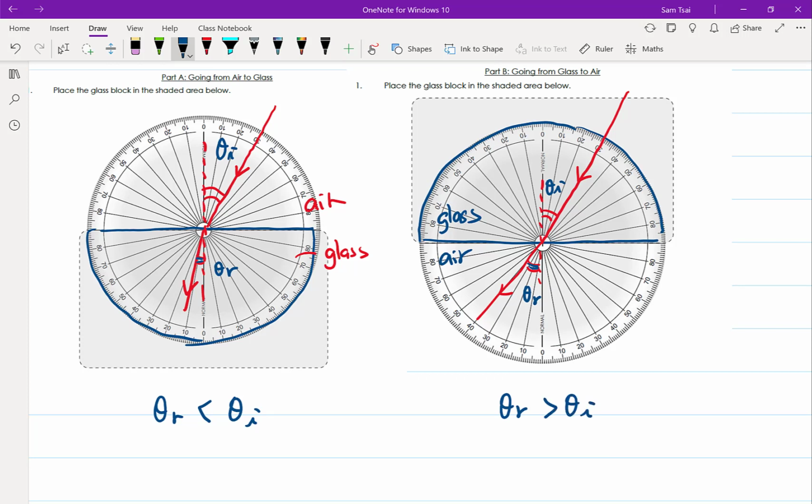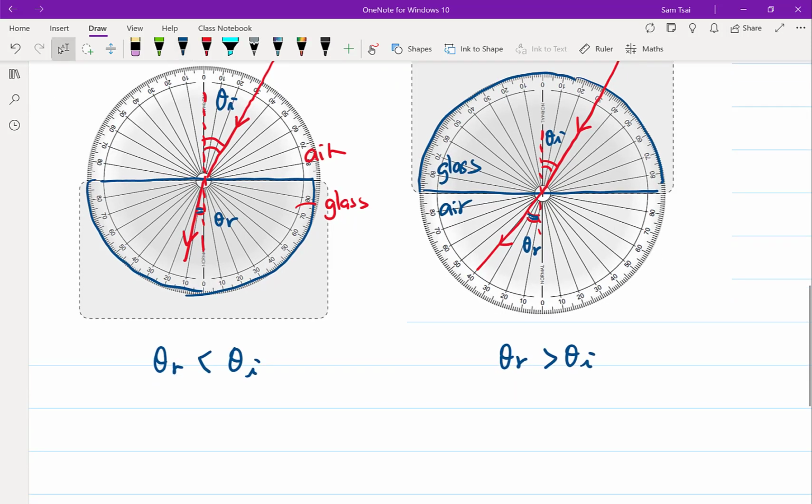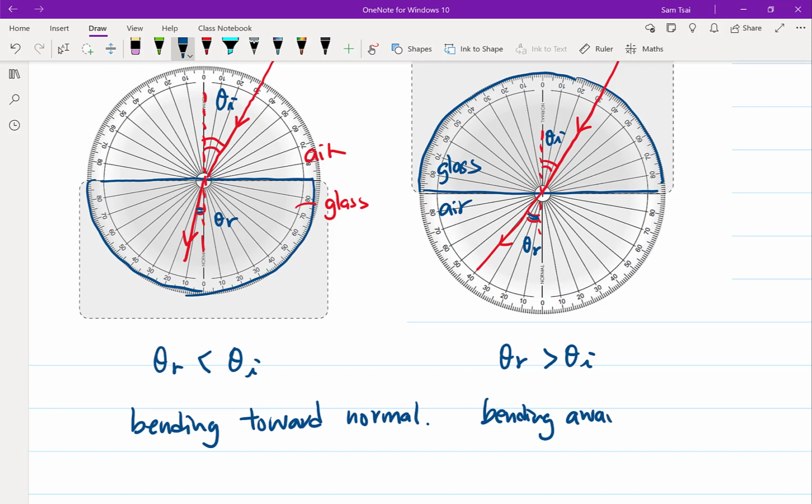You try many angles, and you find that this is a general pattern. We will say when the light is traveling from air to glass, the light is bending toward the normal. Similarly, when light is traveling from glass to air, the light is bending away from the normal, so bending toward and bending away.